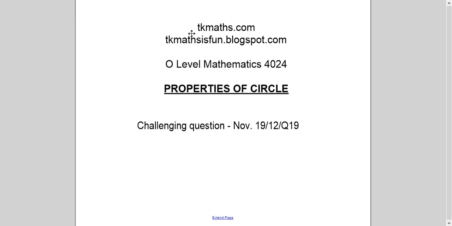In TK Maths is Fun, in today's video, I will explain a question which will help you understand a few properties of the circle. This topic is a part of the O-level mathematics syllabus. The question I have taken is from November 2019, variant 1-2, question 19. It will cover 4 properties of the circle, not all.